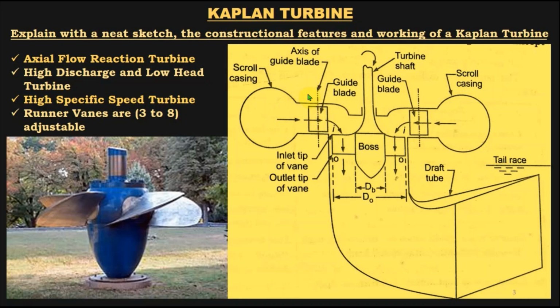Here you can see the sectional view of the scroll casing along with the guide vanes. The flow entering circumferentially through the casing flows inward through the guide vanes, is turned in the axial direction, and then is passed on to the runner vanes. And this is the runner. The central portion is called boss or hub. The diameter of the hub portion is indicated here, D suffix B, that is diameter of the boss or hub. D naught indicates the outer diameter of the runner.